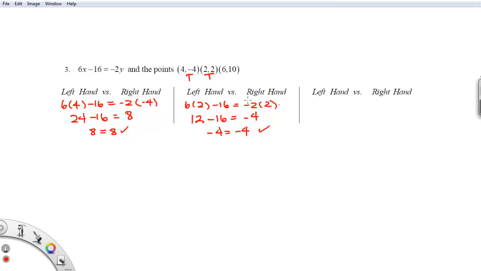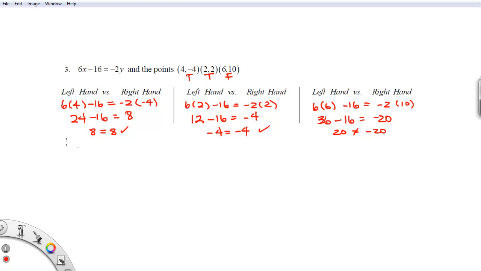Let's move on to the third ordered pair. I have 6x. X is 6. Minus 16 equals a negative 2y. Well, y is 10. So now I have 36 minus 16 equals a negative 20. Well, 36 minus 16 is a positive 20. And a positive 20 does not equal a negative 20, so that last one is false.